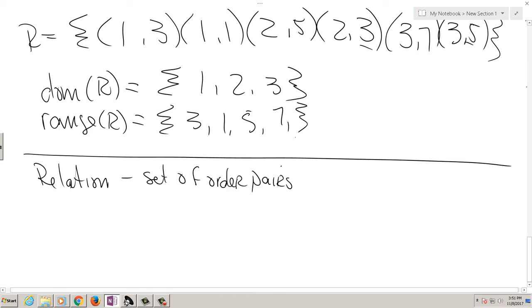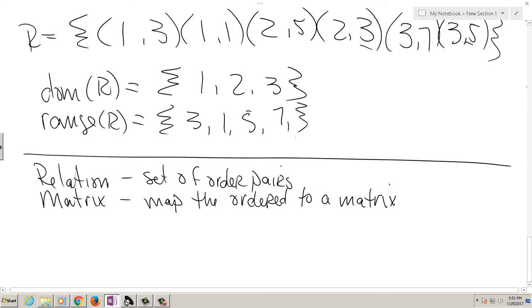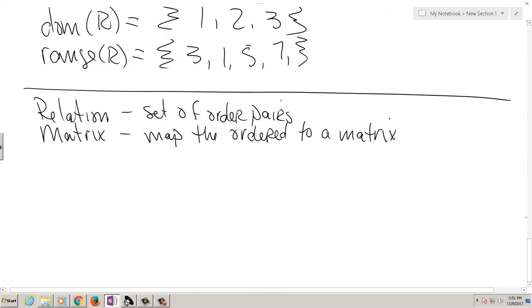The second type of representation of a relation that we want to talk about is a matrix. The matrix of a relation is going to be mapping each one of the individual elements in a relation to a matrix. So we're going to map the ordered pairs to a matrix. I should never use the word in the definition of the word, so maybe we should talk about what a matrix is. We were discussing Boolean matrices earlier.